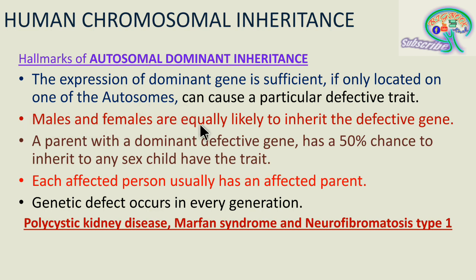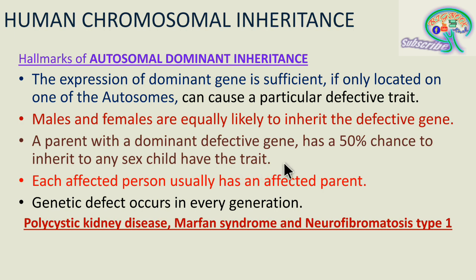Next, males and females are equally likely to inherit the defective gene. So either the males or the females having this dominant gene and contributing it to their offspring are equally likely to pass it on. As we are discussing a genetic disorder, we use the term defective gene, which is nothing but a mutated or aberrant gene. A parent with a dominant defective gene has a 50% chance of passing the trait to a child of any sex.